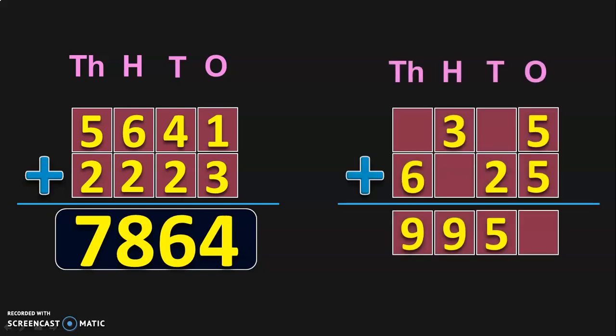Next question here you have is dash 3 dash 5 plus 6 dash 2 5. And in the answer you have 9905 followed by a dash. Let us see how to fill these gaps. Begin the addition from the ones place. 5 plus 5 will give you 10. So have a 0 in the ones place and take the 1 to the tens place.